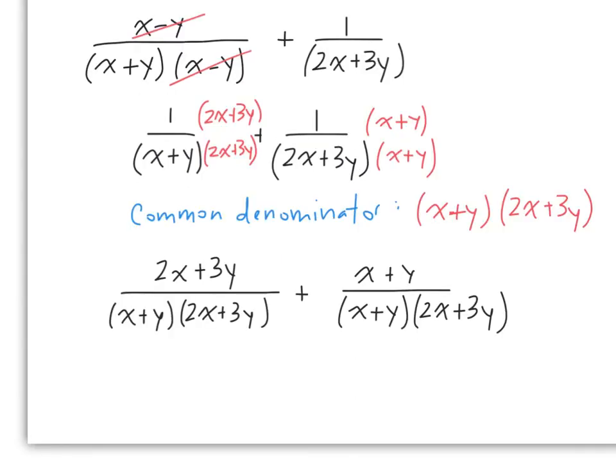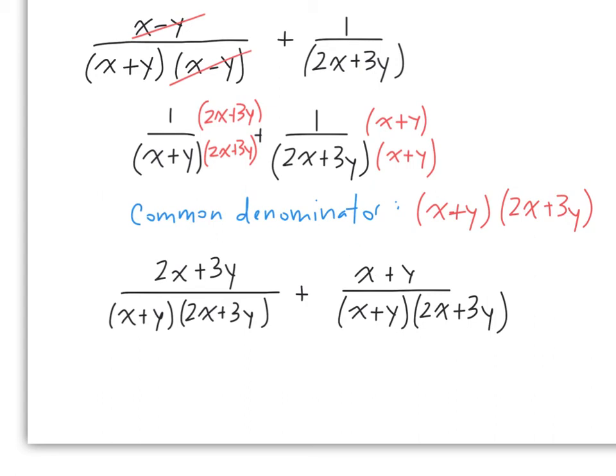Okay, so I haven't completed the problem quite yet, but hopefully you recognize the common denominator is going to be x plus y, 2x plus 3y. So we need to multiply the first term by 2x plus 3y over 2x plus 3y, and the second by x plus y over x plus y. Cleaning up this first denominator, 1 times that quantity is simply 2x plus 3y. 1 times this quantity is simply x plus y.